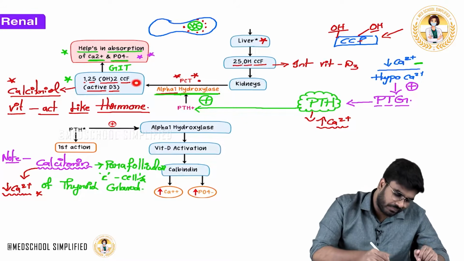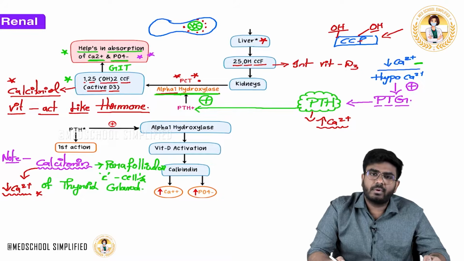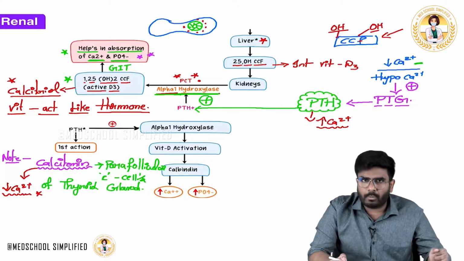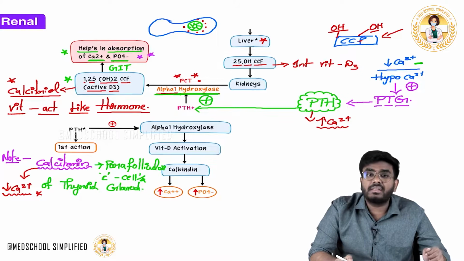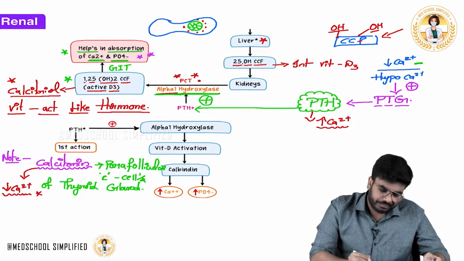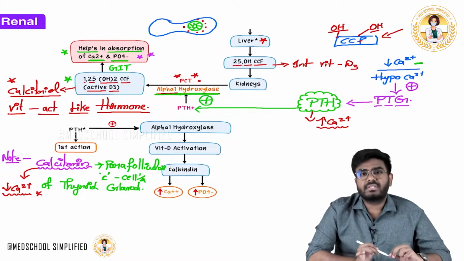So vitamin D and calcitonin are antagonistic. See, I shouldn't say antagonistic hormones, because vitamin D is not actually a hormone. But I can say parathyroid hormone and calcitonin are antagonistic hormones. Both are hormones. Parathyroid hormone increases the blood calcium levels, but calcitonin decreases the blood calcium levels.